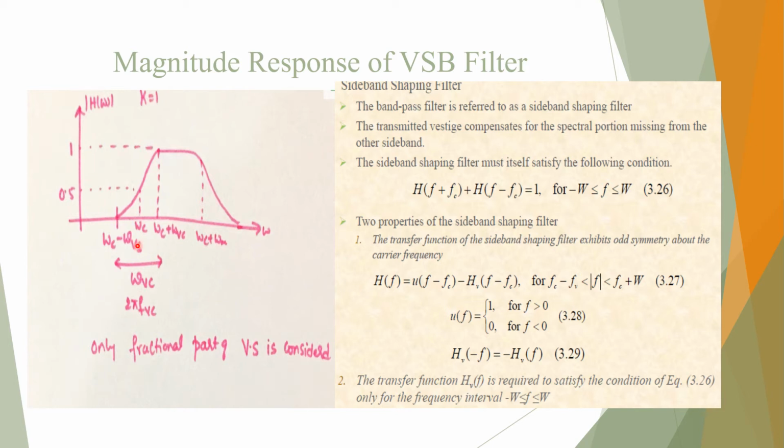So in this diagram, let us see what the vestige band is. This part is the LSB and the right-hand side part is the USB. This fc to fc plus fv is the suppressed portion of the USB, and the initial part is the vestige of the LSB. The sum of the values of the magnitude response H(f) at any two frequencies equally displaced about fc is unity. The phase response, argument of H(f), is always linear.